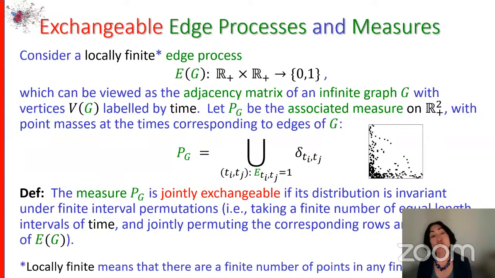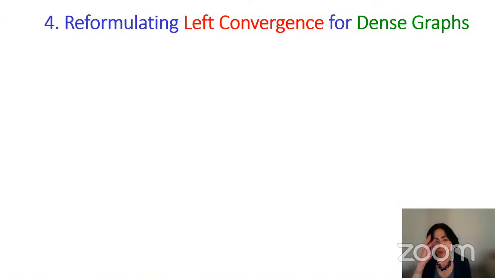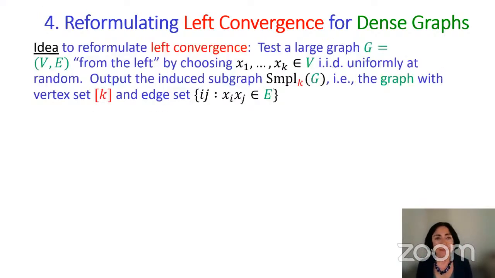And I say that the measure is jointly exchangeable if its distribution is invariant under finite interval permutations. It's enough to take a finite number of equal length intervals of time and jointly permute the rows and columns. So now what I'm going to do is reformulate left convergence for dense graphs. The idea is that I want to test a large graph from the left. So remember, what we did from the left before was we looked at finite graphs and their homomorphisms into the big graph, which was essentially the same as looking at the subgraph density of those finite graphs.